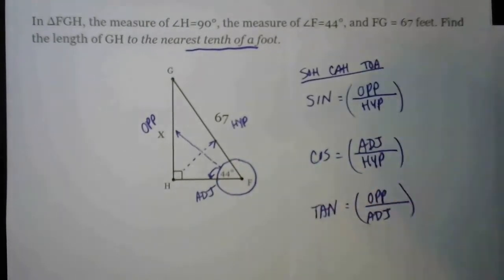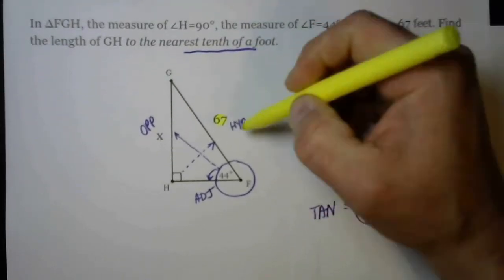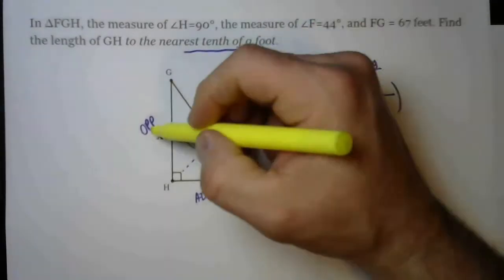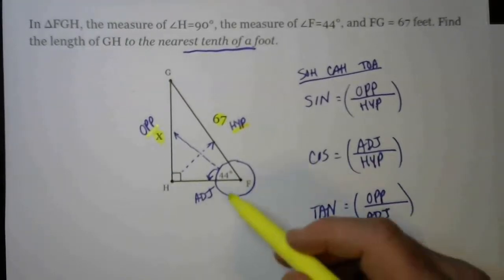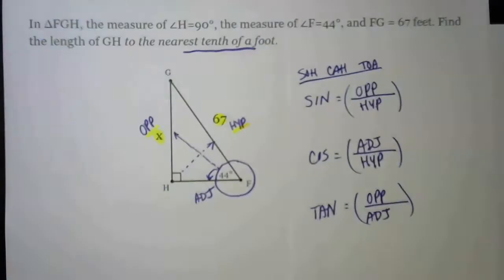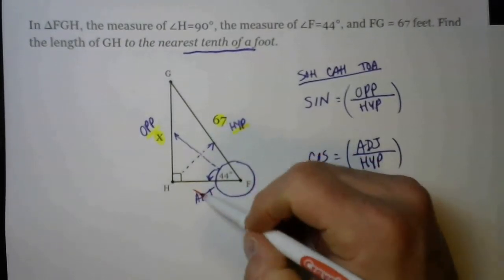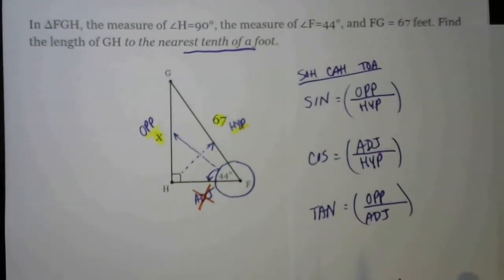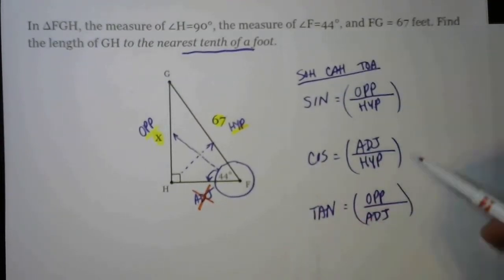Now I notice right off that I actually have a value for the hypotenuse, right? I have 67, and I have a variable for the opposite. But I have no variable and no number value for the adjacent, so I can't use adjacent. Now you don't need to write all these on your paper.